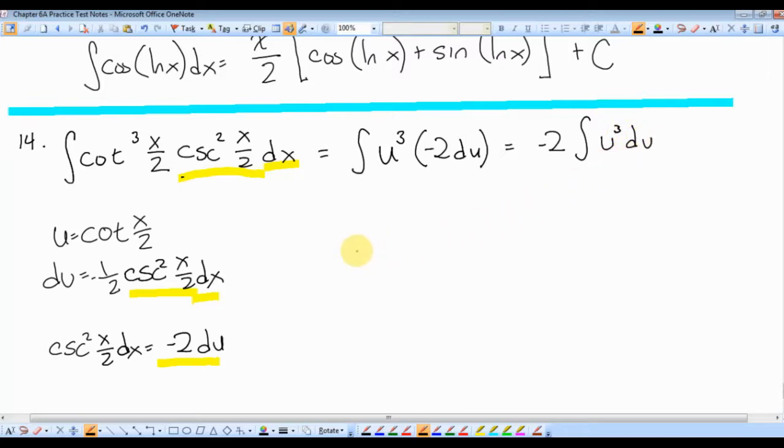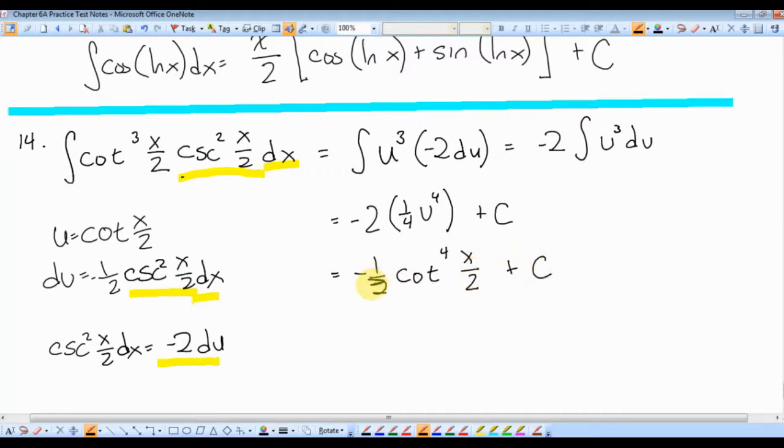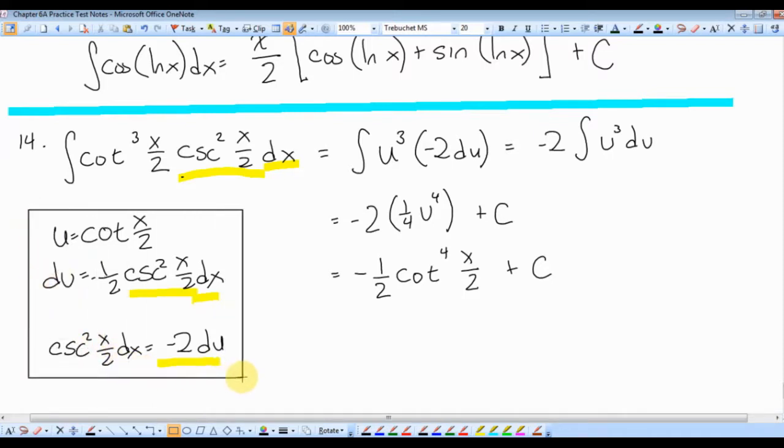So we got that? Great. That's negative 2 times 1/4 u to the 4th, and constant. Wow, that was very nice. Which is negative 1/2 cotangent to the 4th of x over 2 plus constant. Why did that turn into a 1/2? Because it's 2 times 1/4. Oh, it is 1/2. Yeah, it's 1/2. Is that it? That's it.